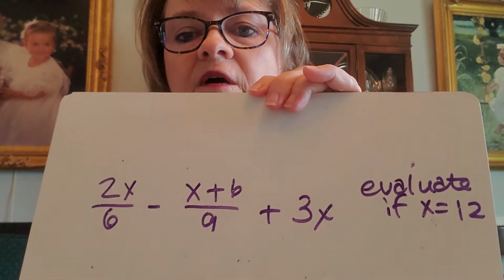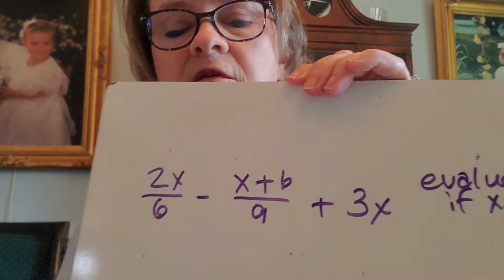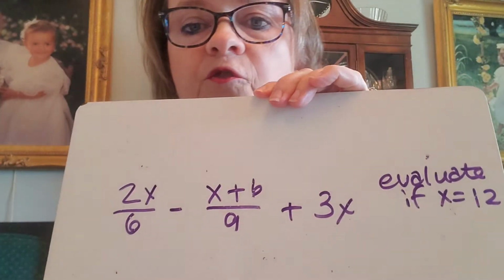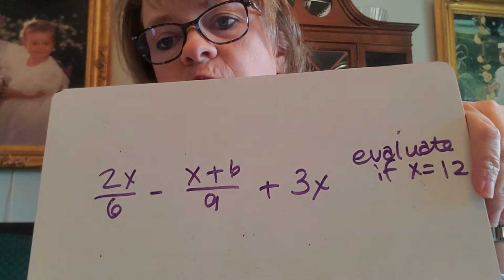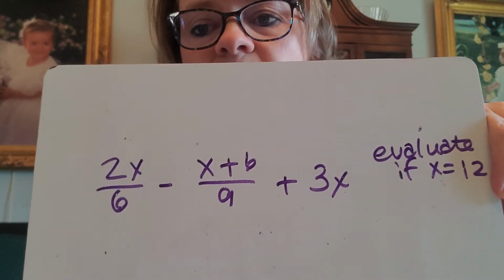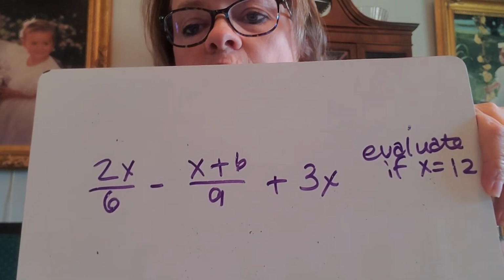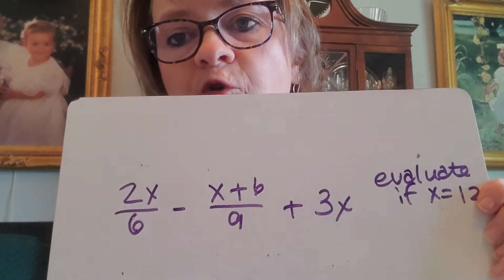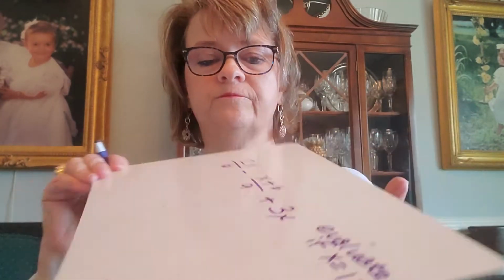Let's do one more. Go ahead and write this one down now. 2x over 6 minus x plus 6 over 9 plus 3x. And I want us to evaluate this if x equals 12. So our first step is to go through, and everywhere you see an x, you're going to put a 12 in. So go ahead and put a 12 in all of your x spots, which is your variable, by the way. All right, so go ahead and do that.